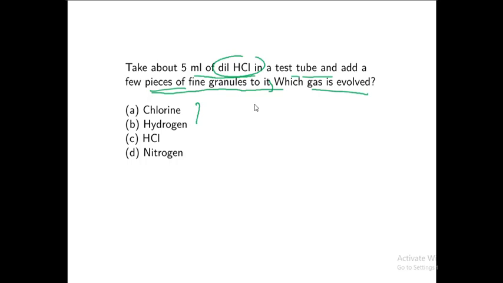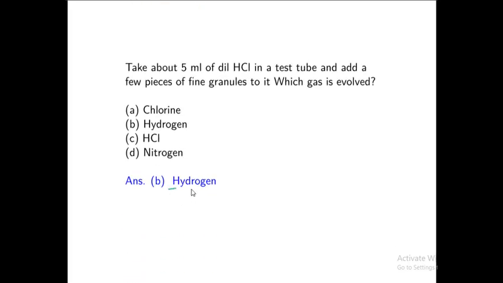So which gas is absent here? They gave chlorine, hydrogen, HCl, nitrogen. So which gas is evolved, means comes out? Which gas is going to come out? You are going to see hydrogen. So hydrogen gas is evolved out.